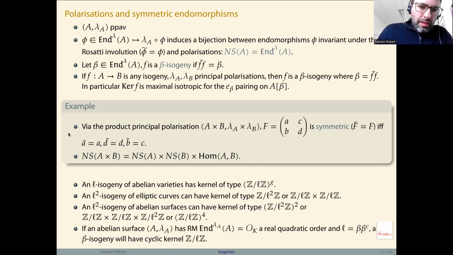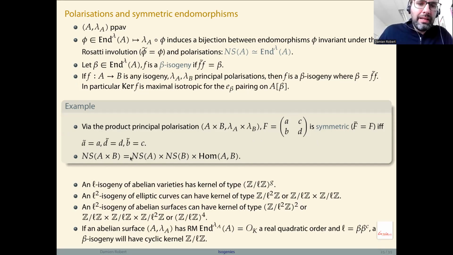Okay. So as an example, if I take an abelian variety which is a product, and I look at an endomorphism f given by (A, B, C, D), then it's symmetric exactly when Ã is A, B̃ is D̃, and B̃ is C, where B is a morphism from A to B. So this shows that the Néron-Severi group of A times B is the Néron-Severi group of A times the Néron-Severi group of B times Hom(A, B).